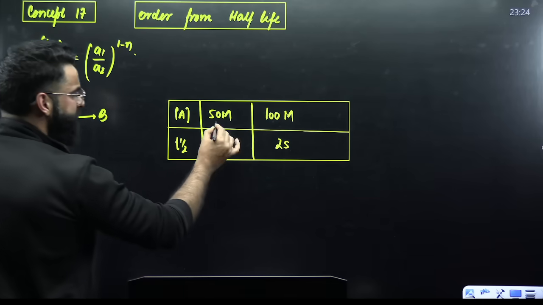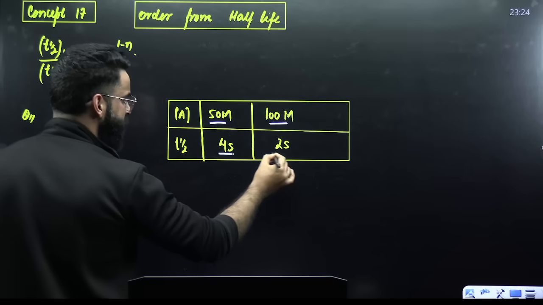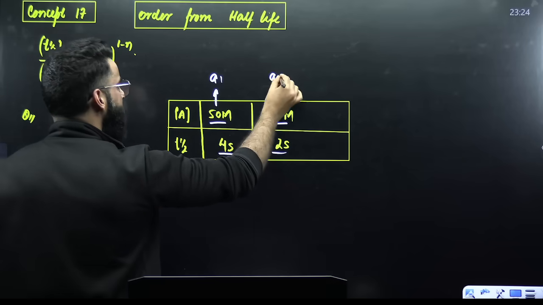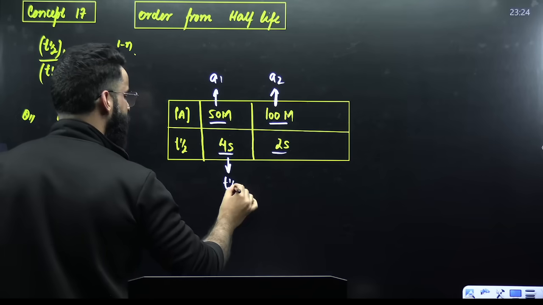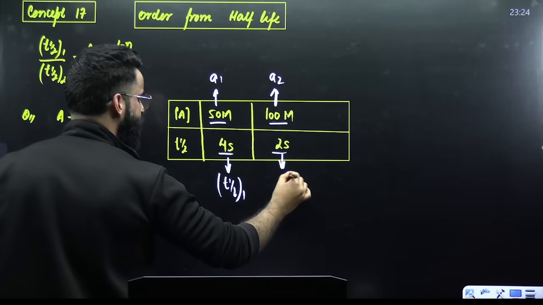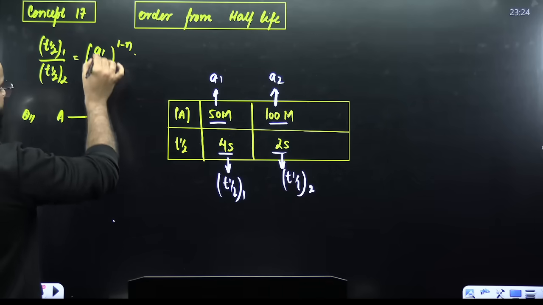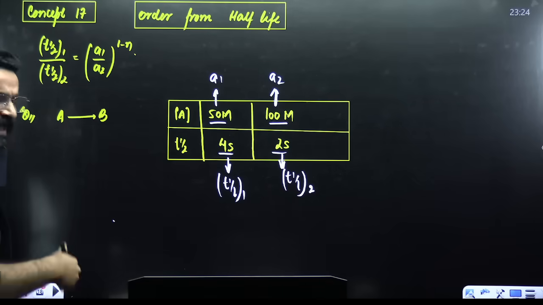My dear students, the concentration of reactant is given. Half-life is also given. Let me call this A1, this A2, this T half 1, and this T half 2. You just have to remember one direct result. T half 1 divided by T half 2 is equal to (A1 by A2) whole raised to the power 1 minus n, where n is the order of reaction.